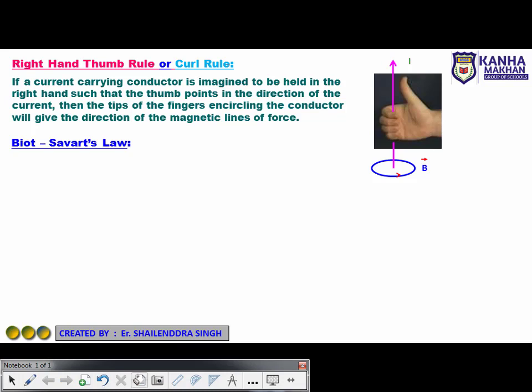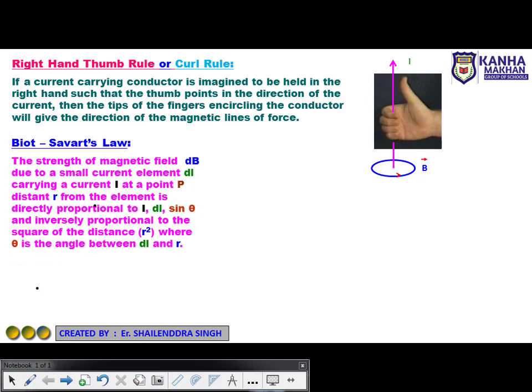That law is very important to study. It has a very essential role, like Coulomb's law in electrostatics. Biot-Savart's law plays a very important role in the study of magnetism. It is given in that slide. What is Biot-Savart's law?